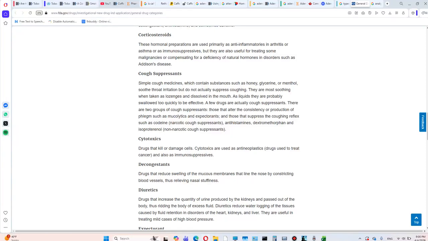Few drugs are actually cough suppressants. There are two groups of cough suppressants: those that alter the consistency or production of phlegm, such as mucolytics and expectorants, and those that suppress the coughing reflex, such as codeine, narcotic cough suppressants, antihistamines, dextromethorphan, and isoproterenol, non-narcotic cough suppressants.